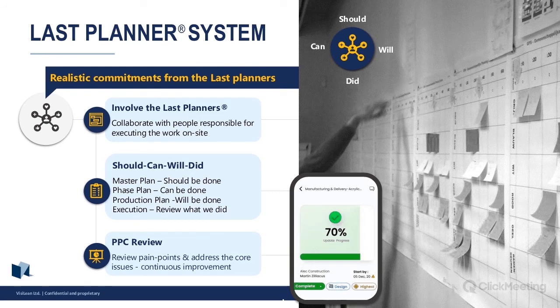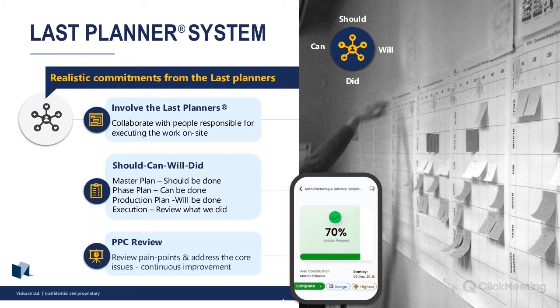I've touched upon this briefly. So this kind of last planner system is really growing in construction, especially over the last 10, 15 years. More and more people are getting everyone involved. So the last planner, as I mentioned, is the person that's actually going to be physically doing the work on site, or the person in charge of that team. Okay, probably more so the person in charge of that team.